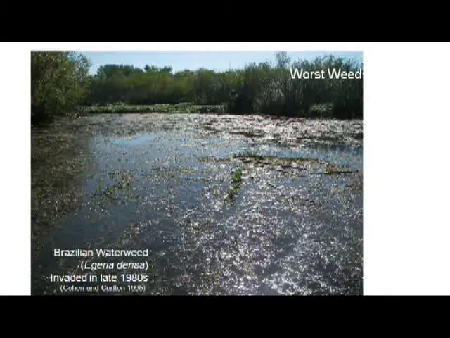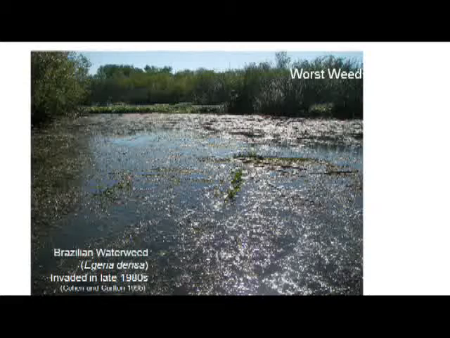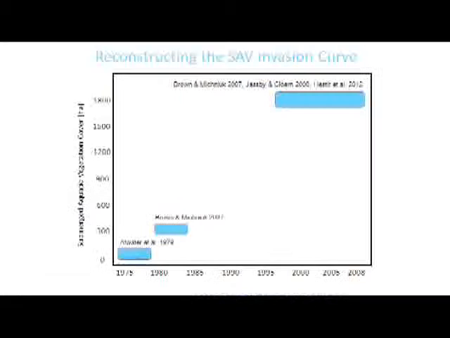It forms these large mats. The plants are rooted at the bottom, and they grow up through the water column and then float along the surface. And it can form quite dense mats.